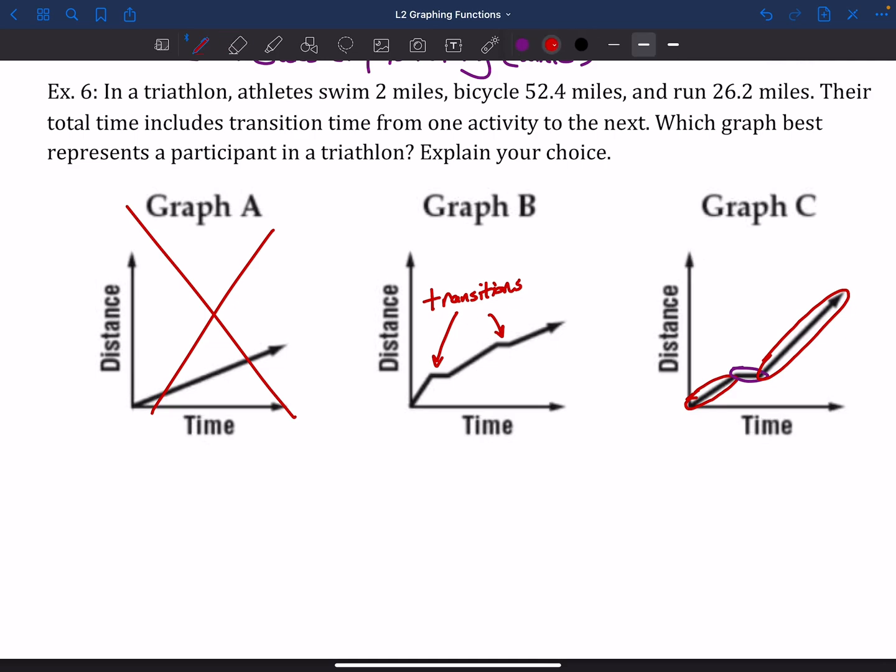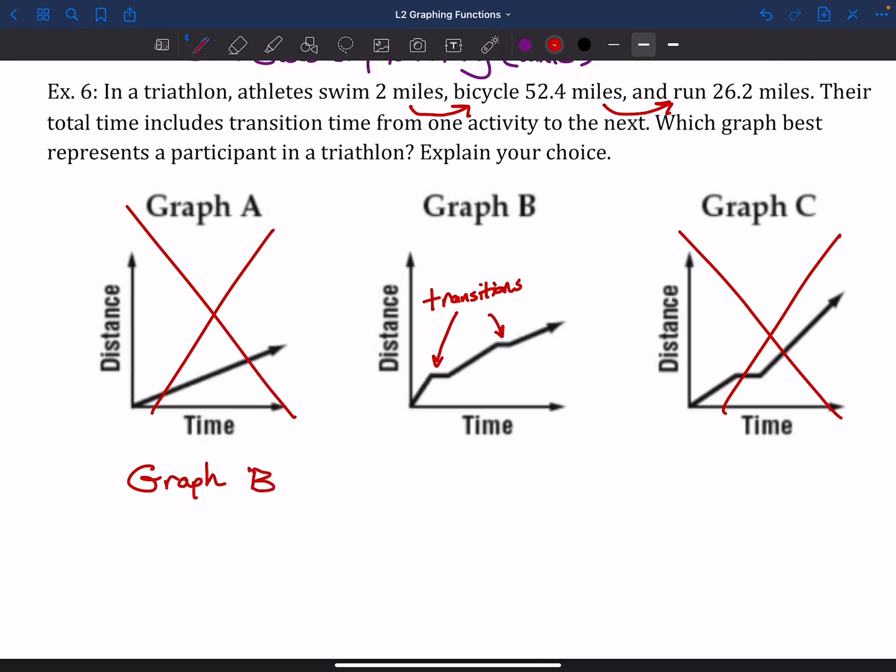So what I'm seeing is, I still think graph B might be the best graph to represent somebody in a triathlon because you're transitioning from swimming to biking and from biking to running, right? You need two transitions. Graph C only shows us one. So I think graph C is out. All right, so what we'd say on this one is graph B is the best because it shows two transitions.